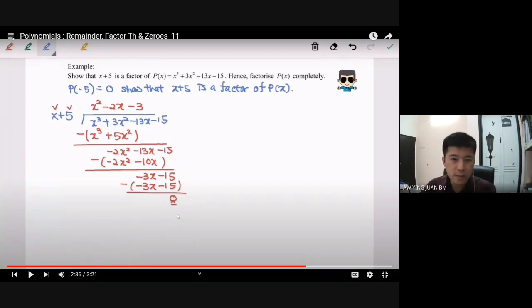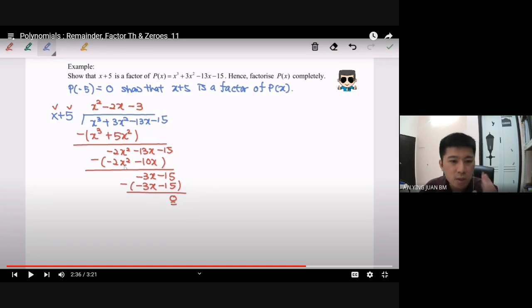So bila kita dapat 0, bermaksud completely. Understand not? You dah complete. So ini adalah factor. Faham tak? Factor. Remainder awak 0. Kalau you substitute P negative 5, itu factor theorem lah. Boleh ikut? Tapi soalan sekarang dia nak kita factorize completely. So ini ada long division.